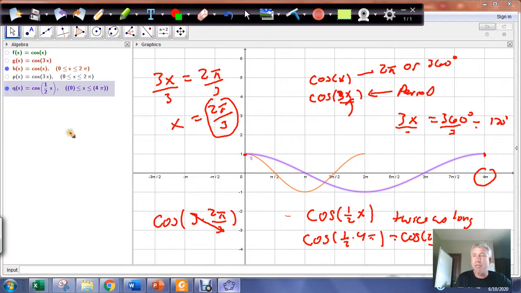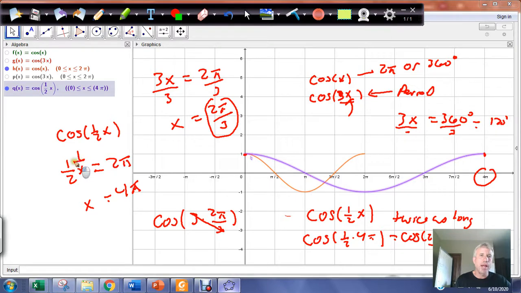In fact, we could solve for the period by saying, hey, I have the cosine of 1/2 x. When will 1/2 x equal 2 pi, which is one trip around the unit circle? And you solve it for x. You say, hey, multiply both sides by 2. 4 pi is when I will make it around the unit circle one time, because plugging 4 pi in for x generates 2 pi, or one trip around the unit circle.